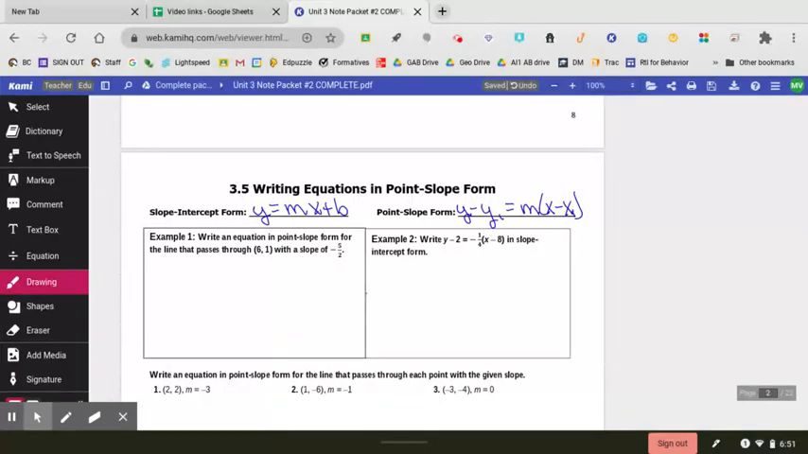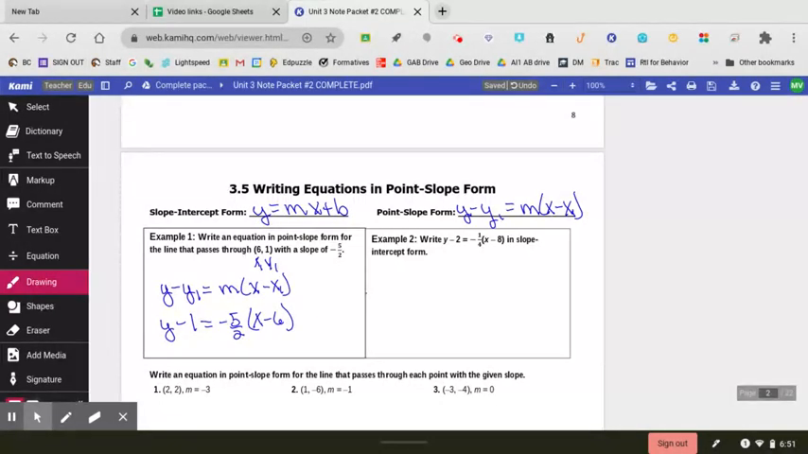So to write an equation in point slope form for a line that passes through the point (6, 1) with a slope of negative 5/2, we're going to substitute 6 and 1 in for x1 and y1 because those are our coordinates. I advise you start by writing the equation y minus y1 equals m(x minus x1), and then substitute. So it's y minus 1 equals negative 5/2 (x minus 6). And I'm done.